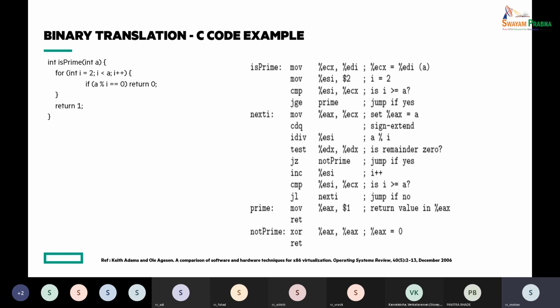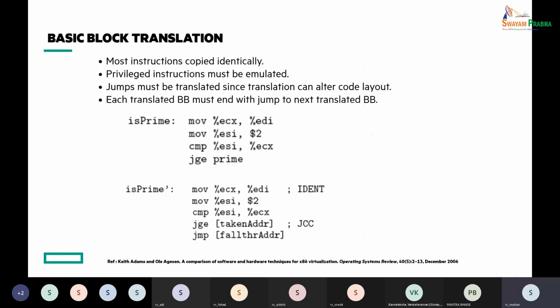With binary translation, you would take this code and segment it into blocks, and then try to translate it to the architecture. In this case, to the x86 architecture itself. So it was the same architecture, same ISA. In terms of the basic blocks, I think most of the instructions would be copied identically. Where there are privileged instructions, they have to emulate them.